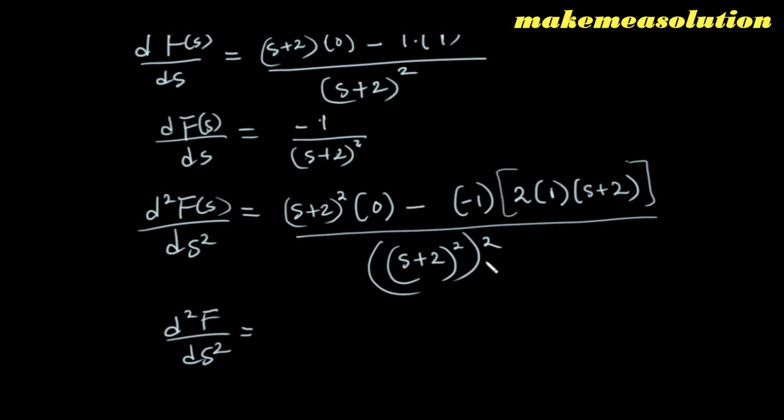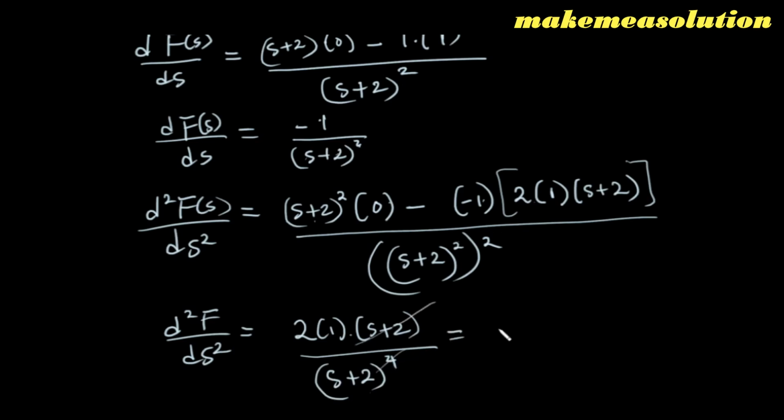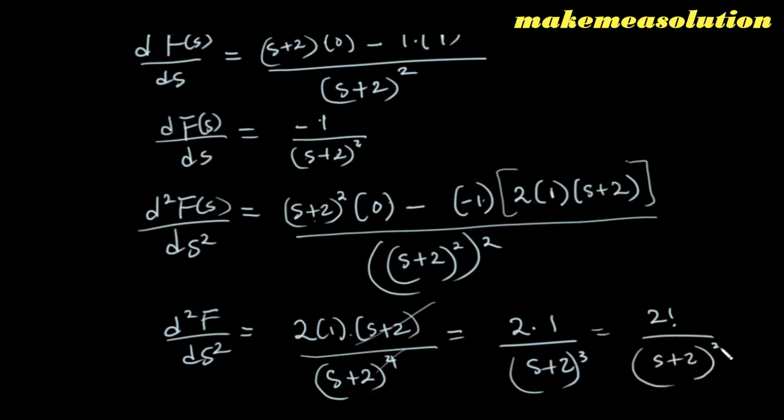So d squared F over ds squared is now going to be, in this case, you're going to have 0. This times this is 0, and minus times minus is a plus. So 2 times this is going to give me 2 times 1, and I have s plus 2 all over s plus 2 raised to the power of 4. 2 times 2, 4, law of indices. Now, if one s plus 2 cancels another s plus 2, I'm going to get 2 times 1 all over s plus 2 raised to the power of 3. And this is 2 factorial over s plus 2 to the power of 3.